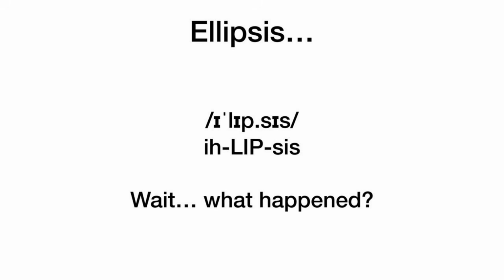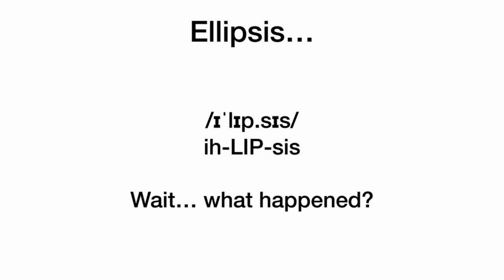So we have ellipsis. We also have some assimilation going on here. So I think that's why most people probably say that short I, because then we have the I in lip and the I in sis. So we have ellipsis, ellipsis.